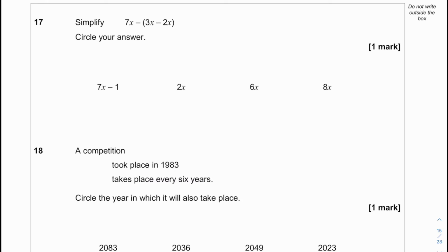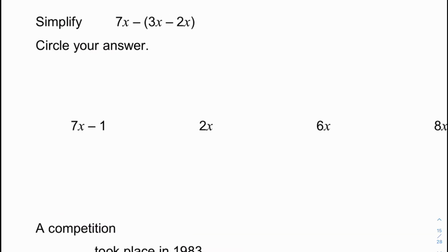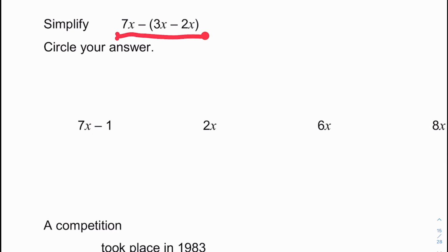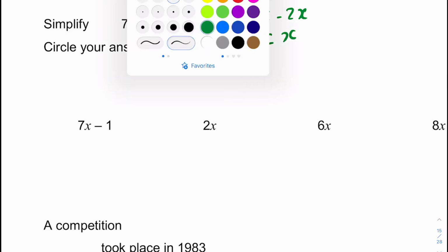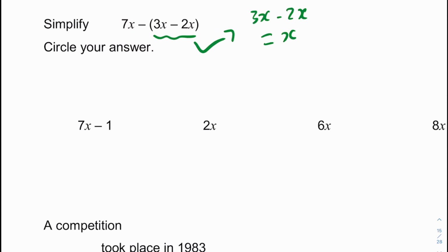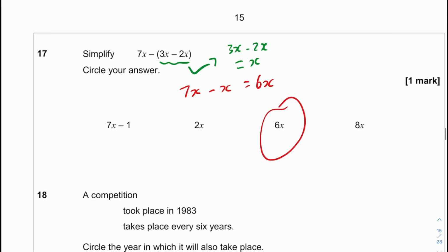Question 17 is a bit of algebra, and we need to simplify 7x minus (3x minus 2). First thing to do, using the rules of BIDMAS, is to solve the brackets first. So when we solve this, we get 3x take away 2x, which is simply equal to x. So then what we've got after we've worked out the brackets is 7x minus x, and this is of course equal to 6x, so we just circle 6x.